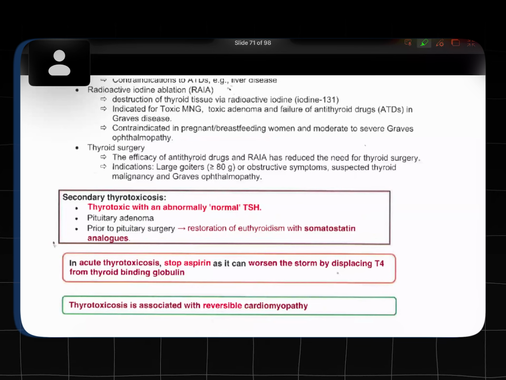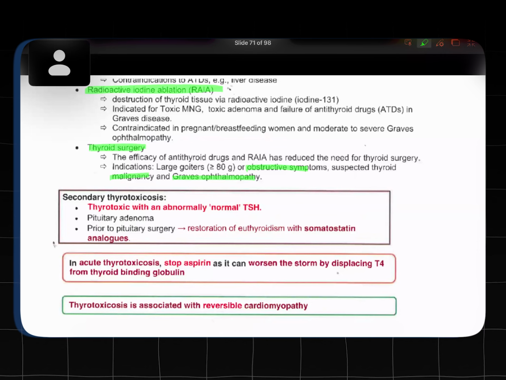You can also use radioactive iodine ablation. So radioactive iodine is used both for diagnosis as well as for management. And lastly, surgery. Obstructive symptoms, malignancy suspicion, Graves' ophthalmopathy, all are indications of surgery. In acute thyrotoxicosis, basically you need to stop the aspirin as it can worsen the storm. And we have already discussed thyrotoxicosis as well as reversible cardiomyopathy. So ventricular failure, atrial fibrillation, mediator failure, these things can happen.